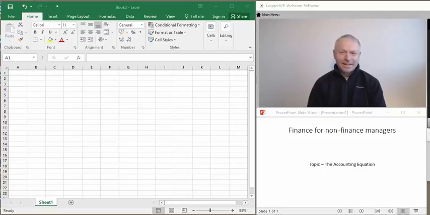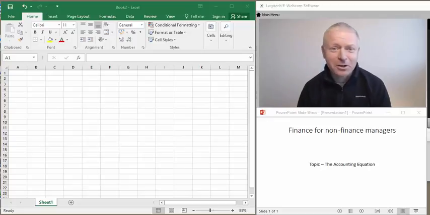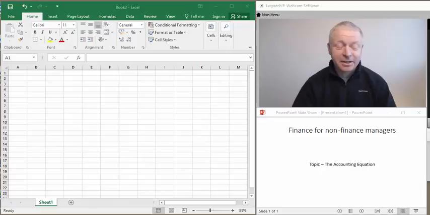What we're looking at here today is the accounting equation, and I'm going to use the spreadsheet that you can see on the screen in order to describe this. So if you see me looking away from the camera, it's not that I don't want to look at you, it's just because I'm looking at the other section of the screen. Okay, so let's go up here and start at the beginning.